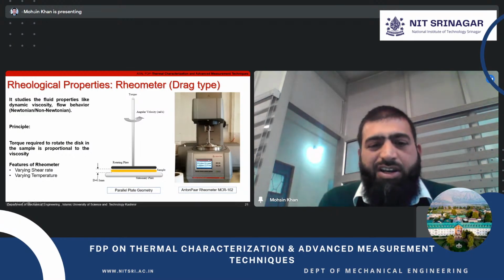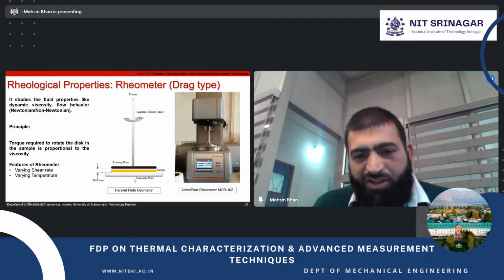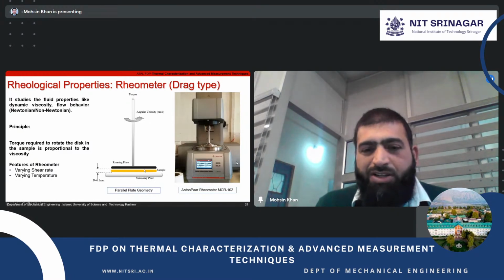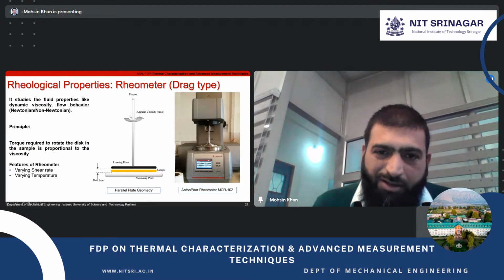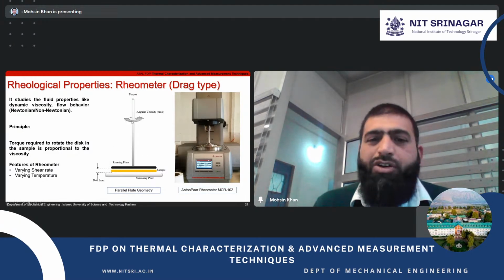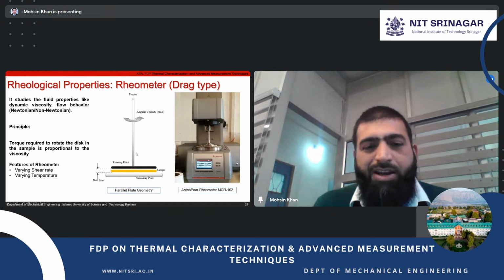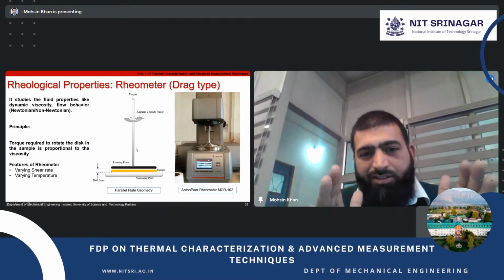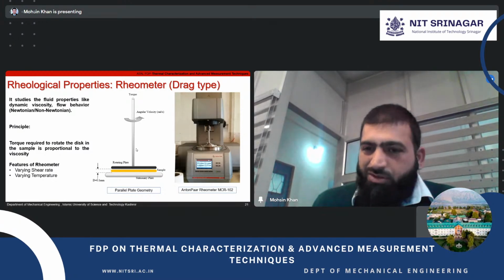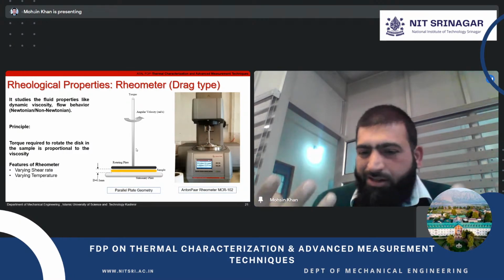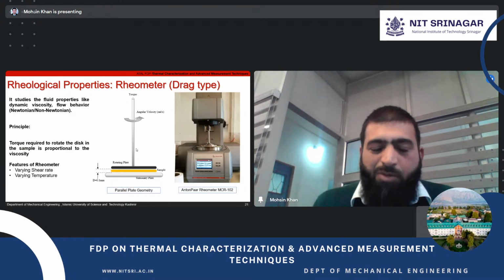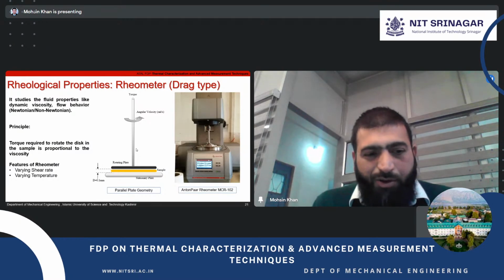A drag type rheometer essentially consists of two plates. One is a stationary plate, another one is the rotating plate. And between these two plates, we hold our sample. So we apply some torque to the rotating plate to maintain a certain RPM. This torque is directly proportional to the viscosity, so this gives us an idea about the viscosity of the sample. It's calibrated, and we get an idea of the viscosity of the fluid.